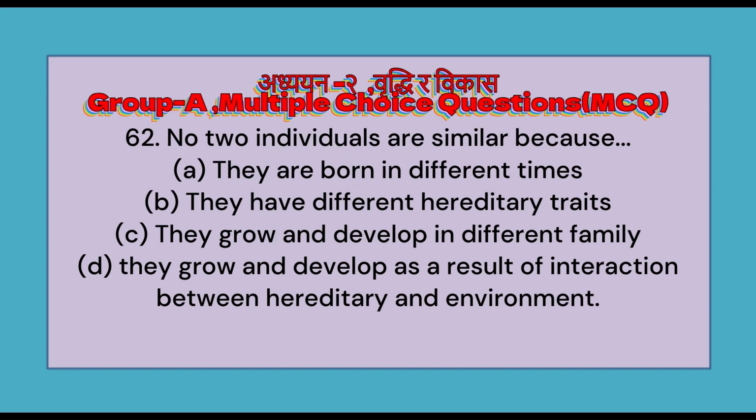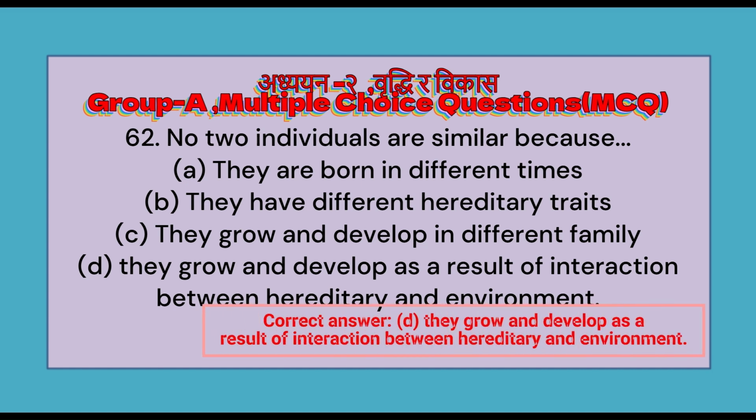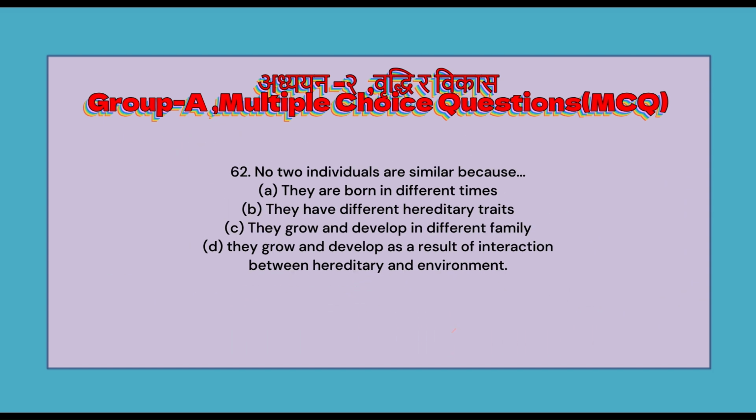62. No two individuals are similar because: A. They are born in different times. B. They have different hereditary traits. C. They grow and develop in different family. D. They grow and develop as a result of interaction between heredity and environment. Correct answer: D. They grow and develop as a result of interaction between heredity and environment.